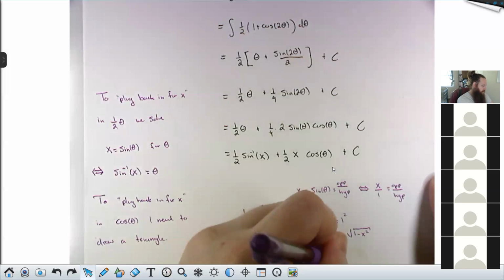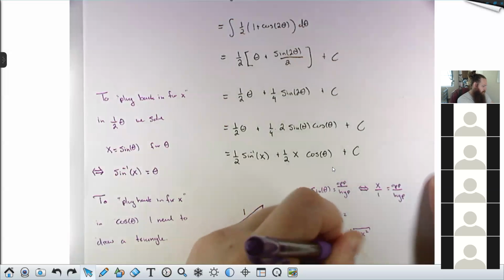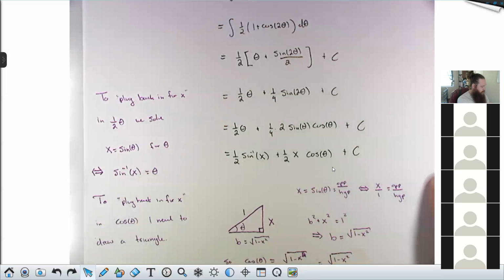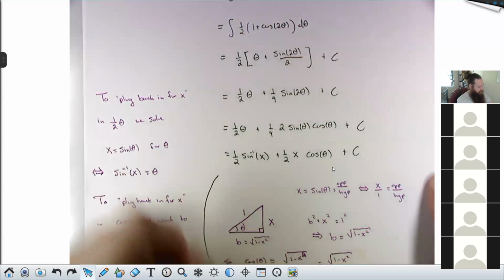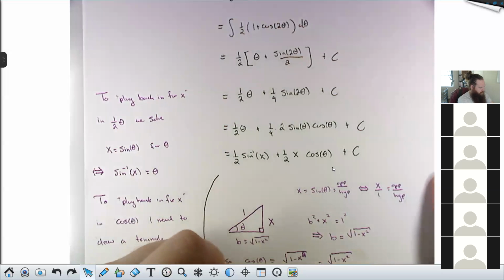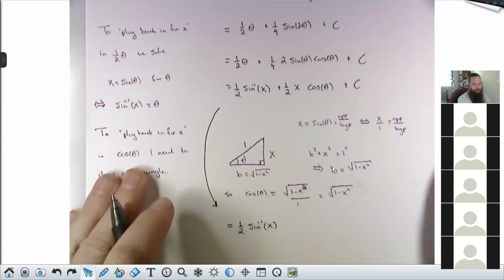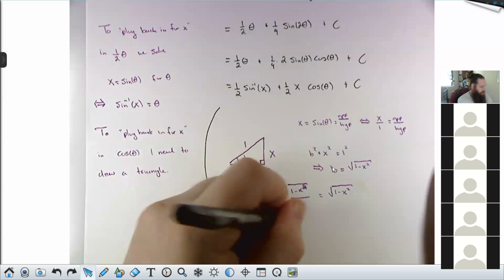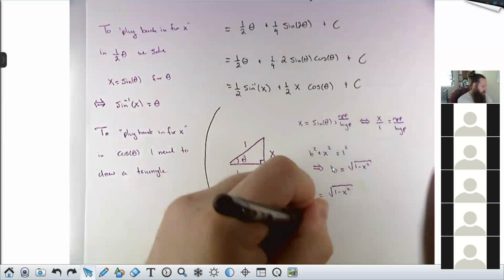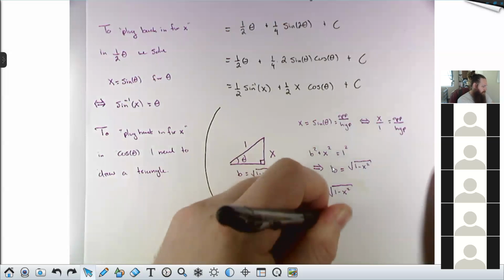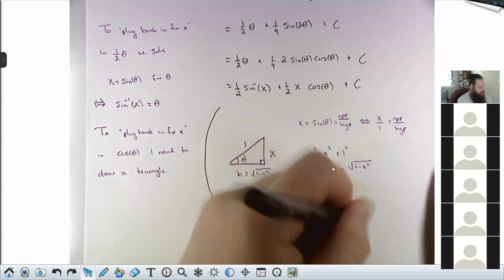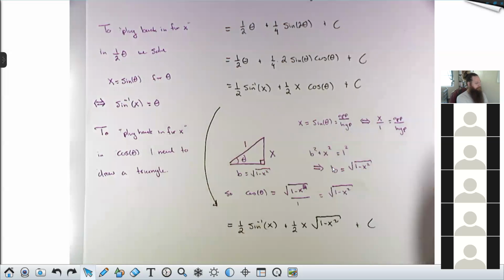Which is just that thing. Finally, now we're ready to write down our answer. I have 1/2 inverse sine or arc sine of x plus 1/2 x times the square root of 1 minus x squared plus c. And that's correct. That is the integral of the square root of 1 minus x squared.